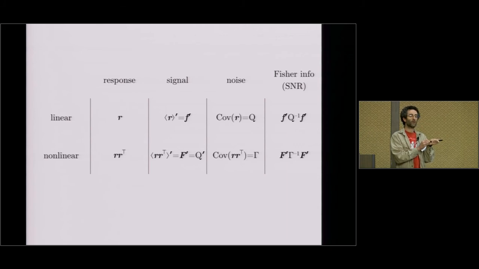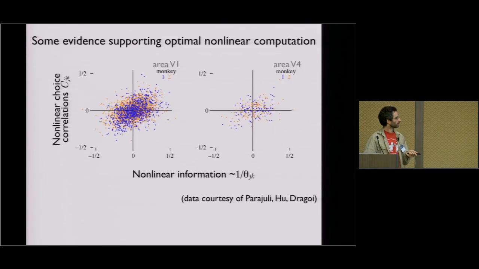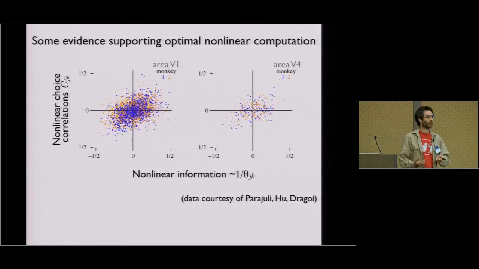The noise was the covariance in the linear case, but now in the nonlinear case, the noise is the covariance of the covariance. And the information can be just written in parallel to all that. So does this work? We have this test.